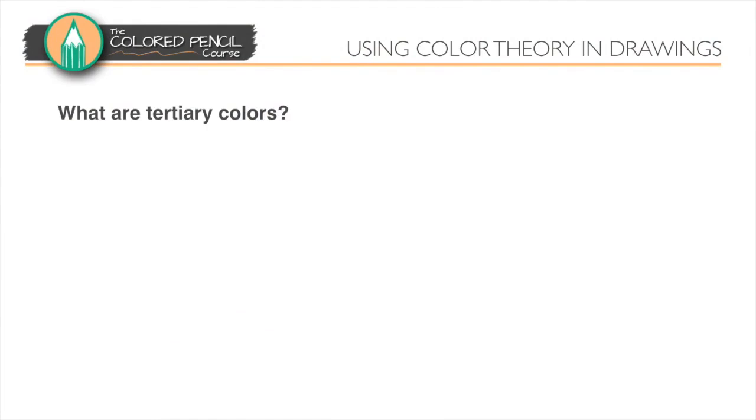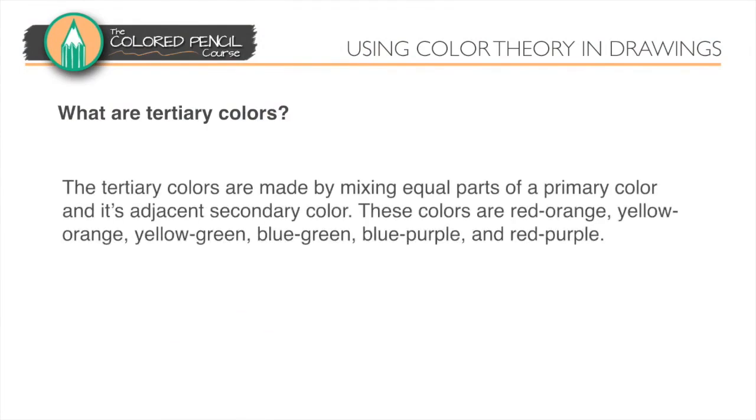What are tertiary colors? The tertiary colors are made by mixing equal parts of a primary color and its adjacent secondary color. These colors are red-orange, yellow-orange, yellow-green, blue-green, blue-purple, and red-purple.